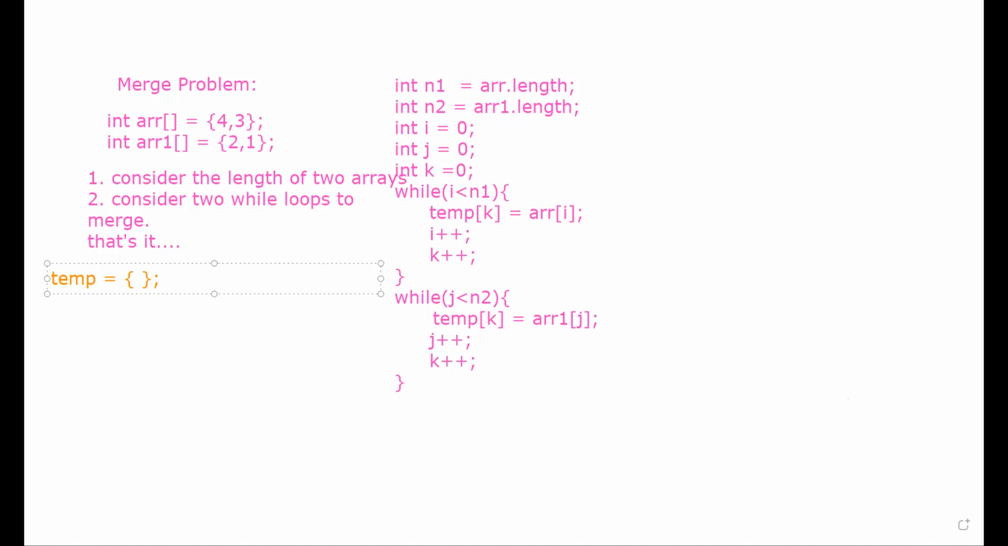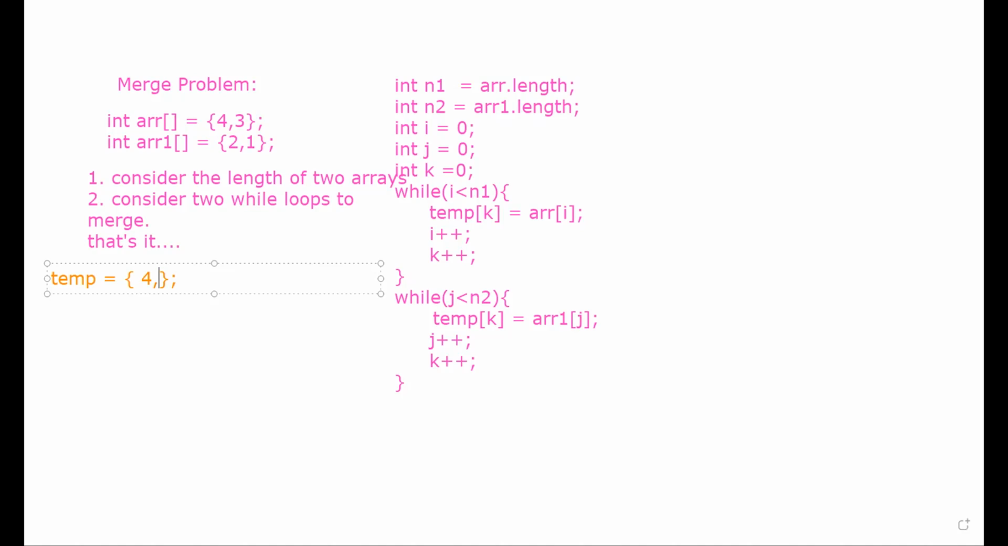Now temp of 0 is equal to array of 0. Now here what is our array of 0? Array of 0 is 4. So 4 will come into the temp array. Now again, here we have I plus plus and k plus plus. It means now I got settled. Now I is getting incremented to 1, and k is also meanwhile getting incremented to 1. So now k is 1 and I is 1 obviously.